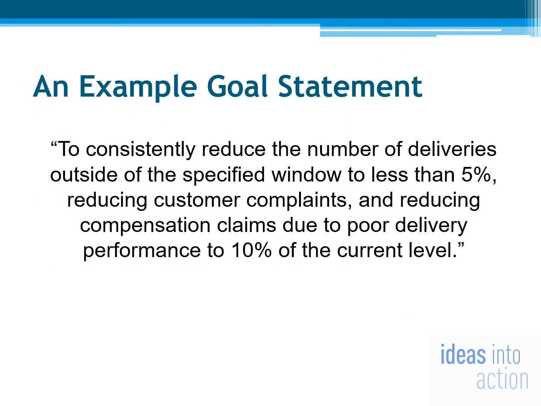And for that same delivery process that we saw the problem statement for, here is the example goal statement. To consistently reduce the number of deliveries outside of the specified window to less than 5%, reducing customer complaints and reducing compensation claims due to poor delivery performance to 10% of the current level.